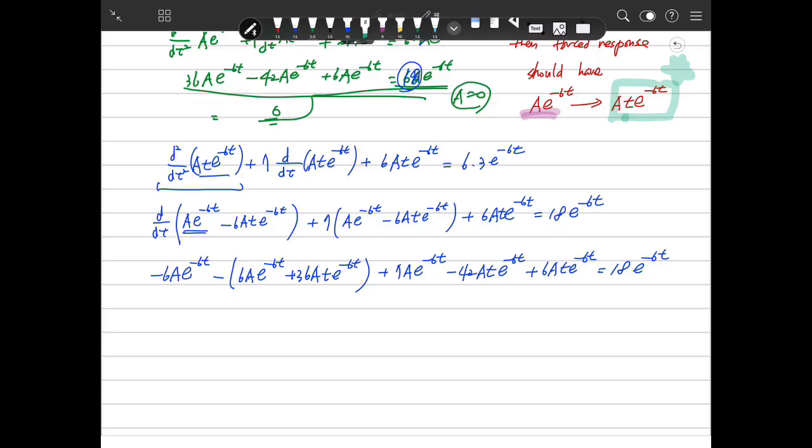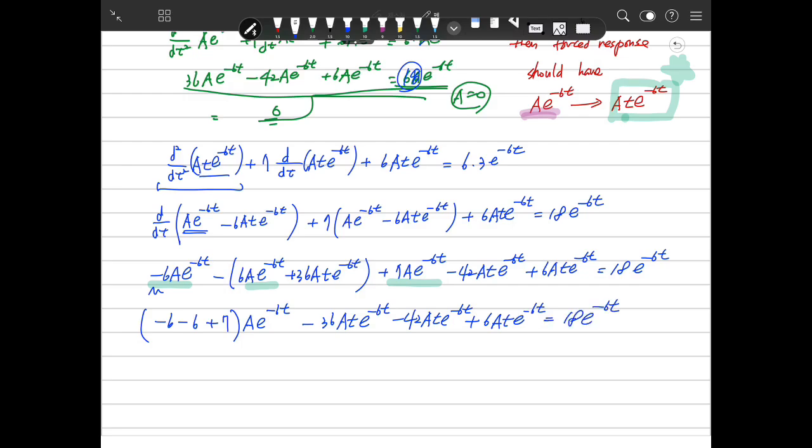So first we'll check a exponential 60, a exponential 60, a exponential 60. That's it. So we sum right here, minus 6, minus 6, and minus 6, and plus 7, a exponential minus 60, and minus 36at exponential minus 60, minus 42at exponential minus 60, plus 6at exponential minus 60 will be 18 exponential minus 60.